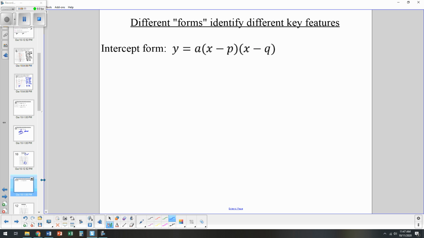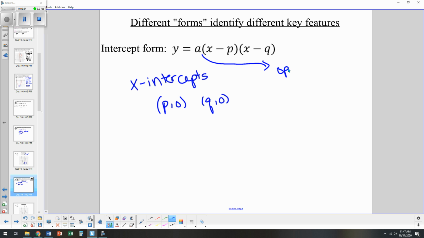In intercept form, it's named as such because it tells us the x-intercepts. So notice this says x minus p and x minus q. So that means (p, 0) and (q, 0) are going to be my x-intercepts. I can also tell if it opens up or down. We'll always be able to tell if it opens up or down, no matter what form we have.